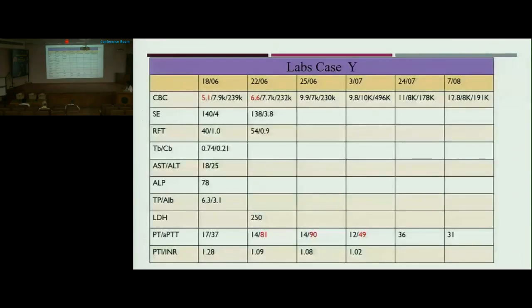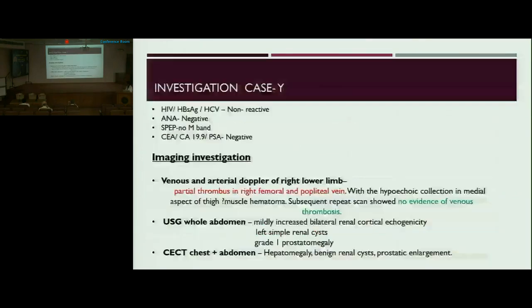The lab values of case Y show severe anemia with isolated APTT prolongation. On further investigation, the viral markers, autoimmune workup, paraproteinemia workup, and tumor markers were negative. The venous and arterial Doppler of the lower limb shows a partial thrombus in the right femoral and popliteal vein with a hematoma. On subsequent scan, there is no evidence of thrombosis. The US whole abdomen shows grade 1 prostatomegaly, and CT chest and abdomen shows hepatomegaly with prostatic enlargement.